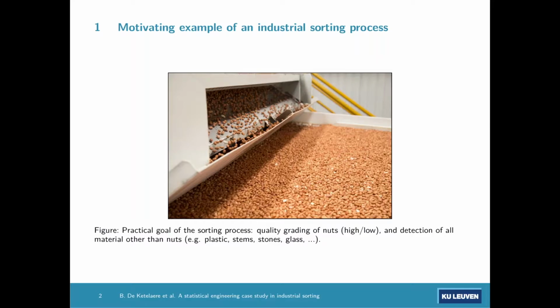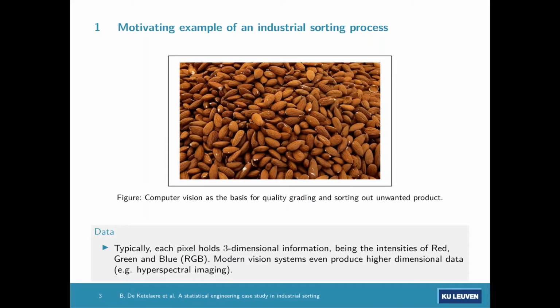Typically, a computer vision system is looking at the material stream. A long time ago, it was persons looking at the stream and sorting out all the product manually. But nowadays, this is done using machine vision. Such a machine vision consists of two major components. The first one is the camera system itself, which generates the data. For each pixel in an image, you typically have three-dimensional information, being the intensities of the red, green, and blue. Modern vision systems even go beyond that and also look in the infrared parts of the spectrum to gain more information. That's what we call hyperspectral imaging. So you have the imager, it produces the images, each pixel has values, and those are the inputs you want to use for making a classification algorithm.